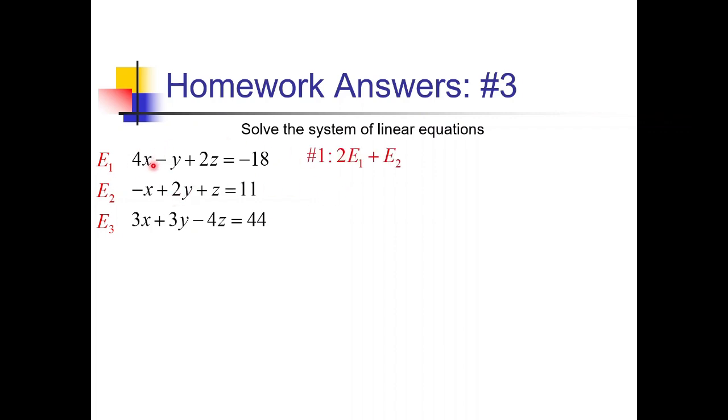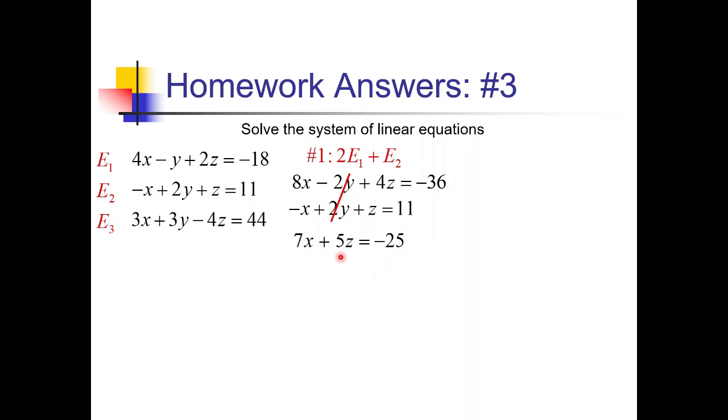So that's going to be 8x minus 2y plus 4z equals negative 36. And now for E2, I'm just going to copy and paste that as is. Adding these two equations together, the y's are going to cancel out. So that leaves me with 7x, and 4 and 1 is going to give me 5z equals negative 25. So there's one of my two variable equations that I need.